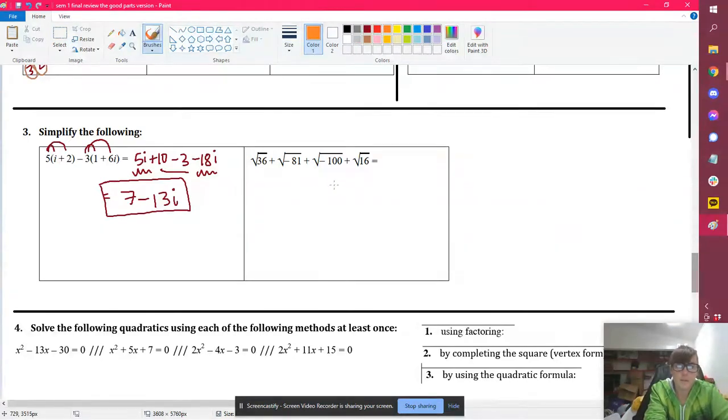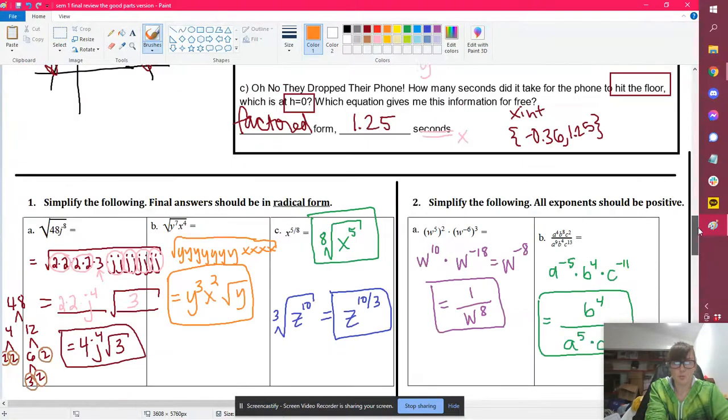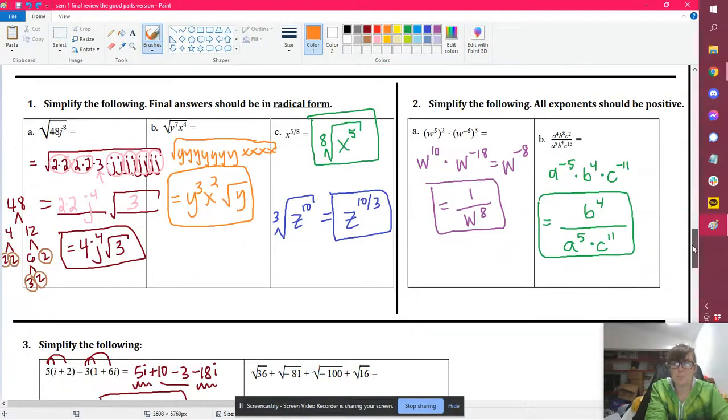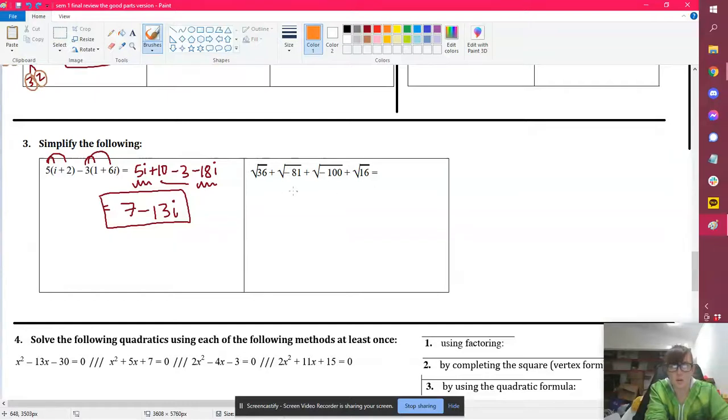Let's run it back. The first thing we're going to do when we see square roots is simplify them. If they're irrational numbers, we have to simplify them like this, right? But if they're perfect squares, we can just say, the square root of 36 is 6. The square root of 16 is 4. The square root of 81 is 9. So the square root of negative 81 is 9i. You just do it as if it weren't a negative and then multiply in your i. So the square root of negative 100 is 10i.